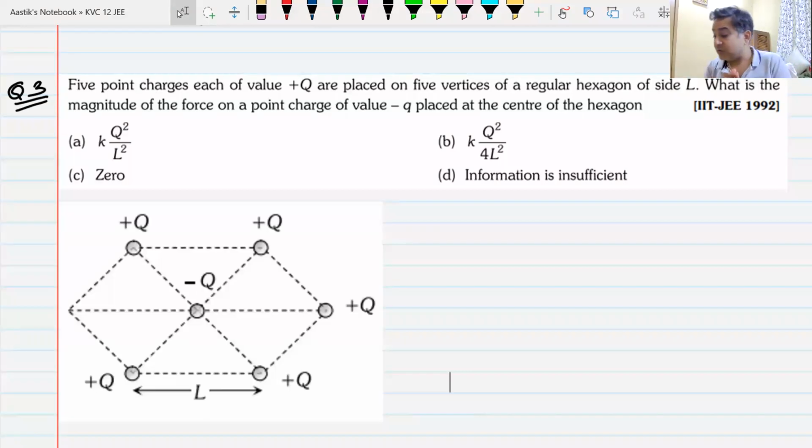Okay, so this is the diagram. Normally the diagram is not given. I'm giving you the diagram as well. So this is the condition. You have to find the force on the minus q charge.